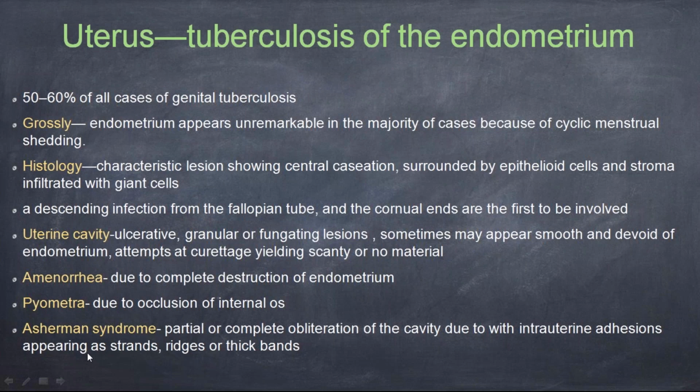And then Asherman syndrome. What is Asherman syndrome? There are intrauterine adhesions which obliterate, either partially or completely, the uterine cavity. Then we call it Asherman syndrome. TB endometritis can lead to Asherman syndrome. Asherman syndrome is nothing but partial or complete obliteration of the uterine cavity because of adhesions.